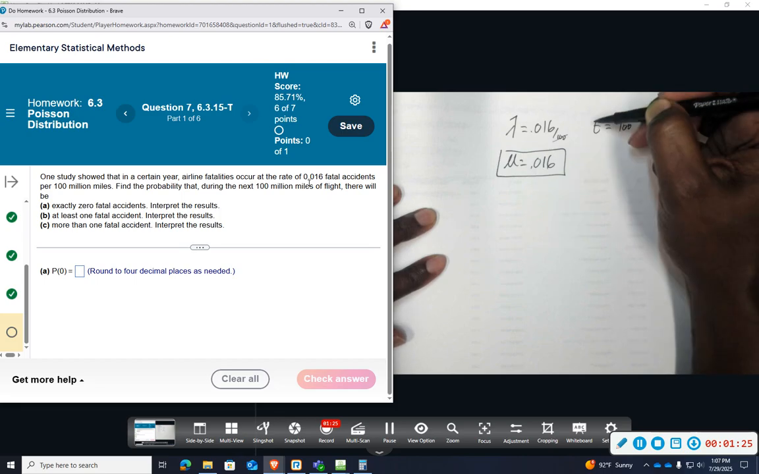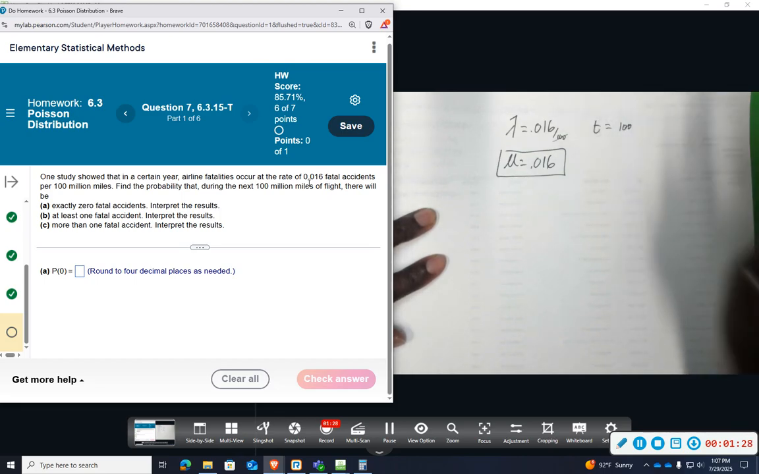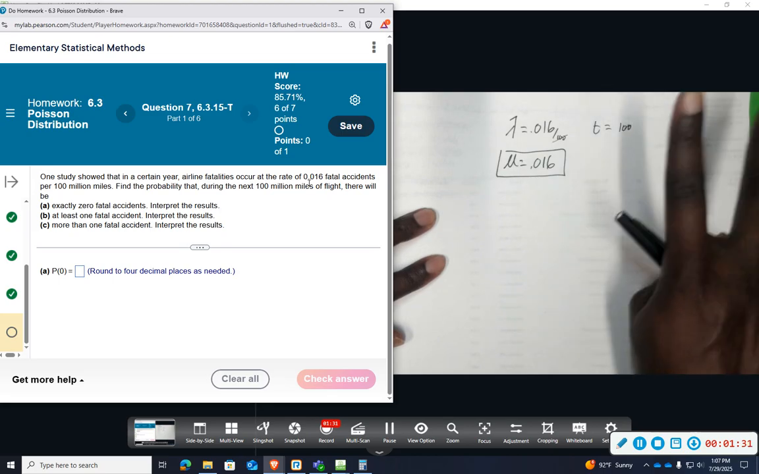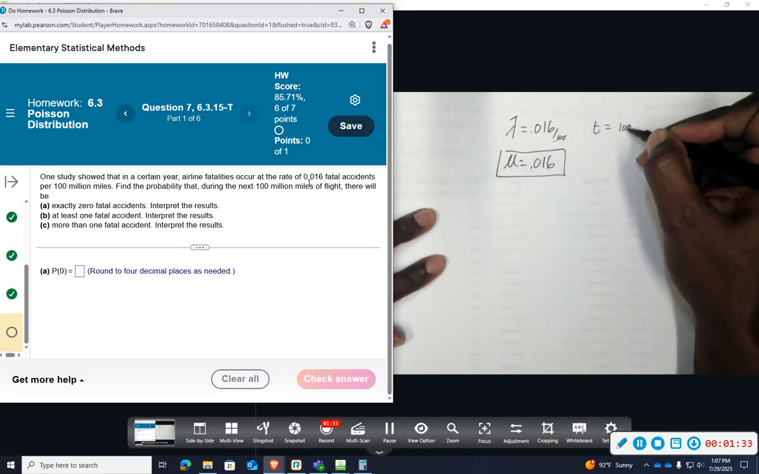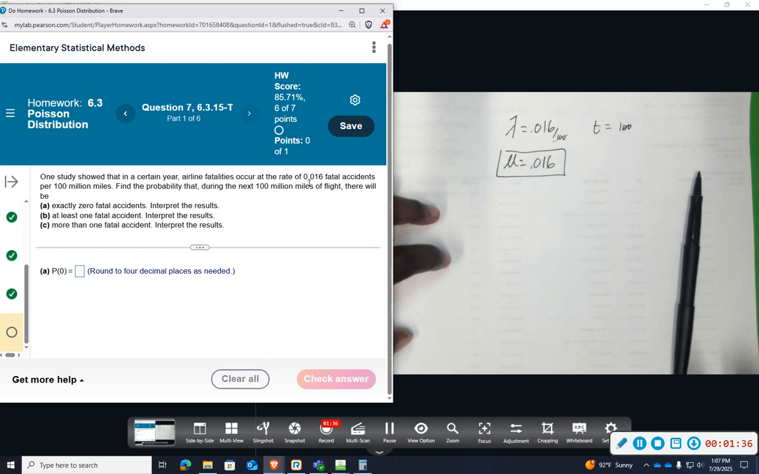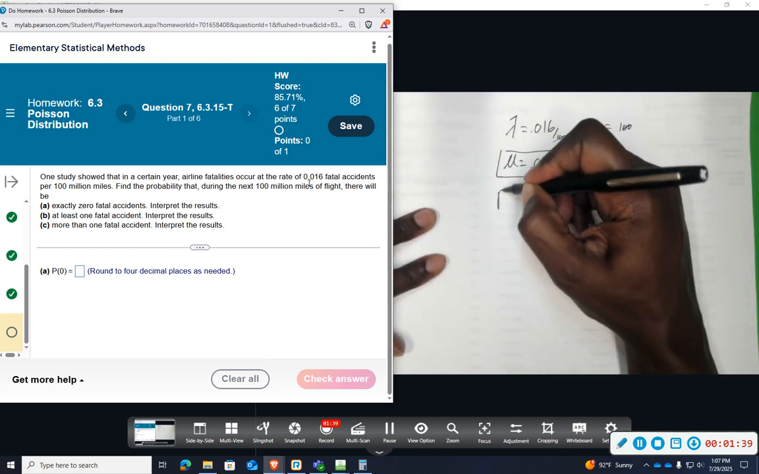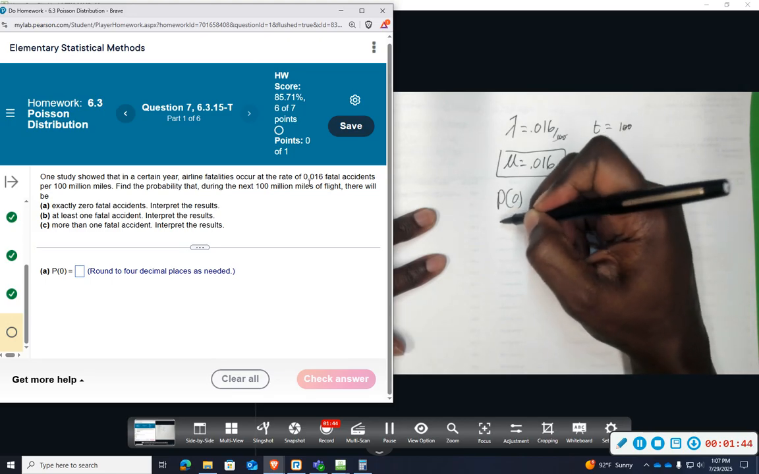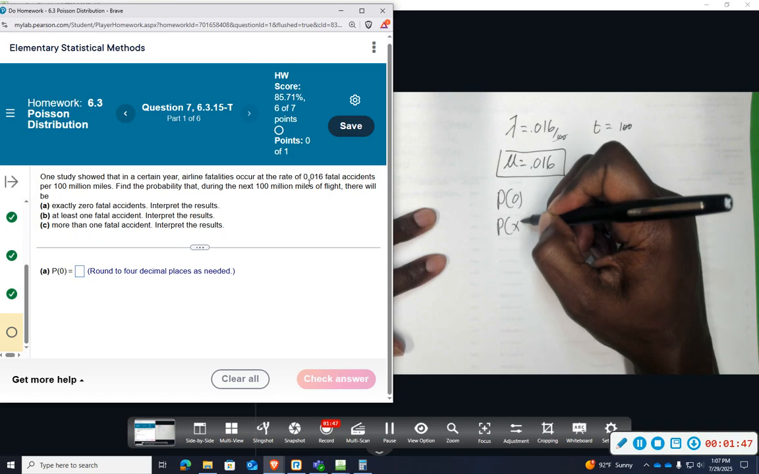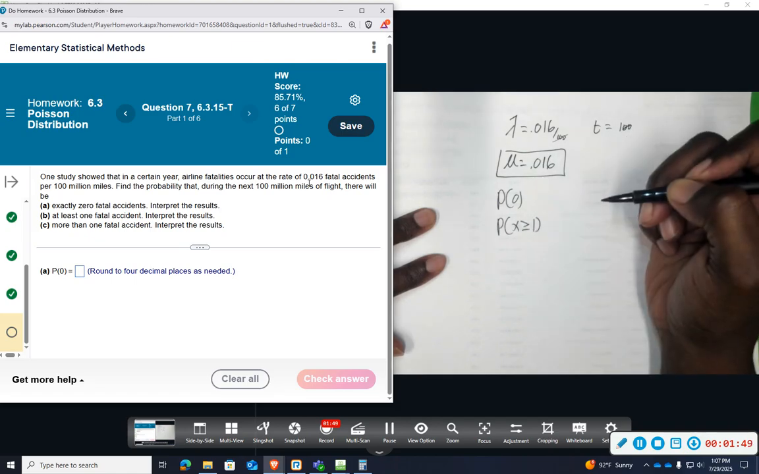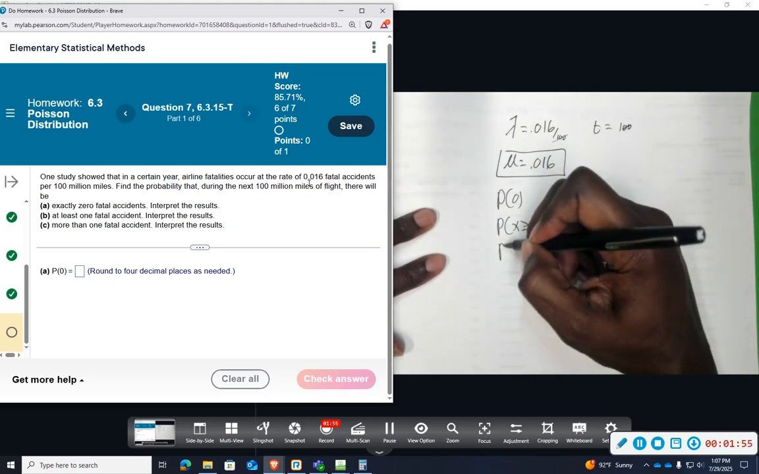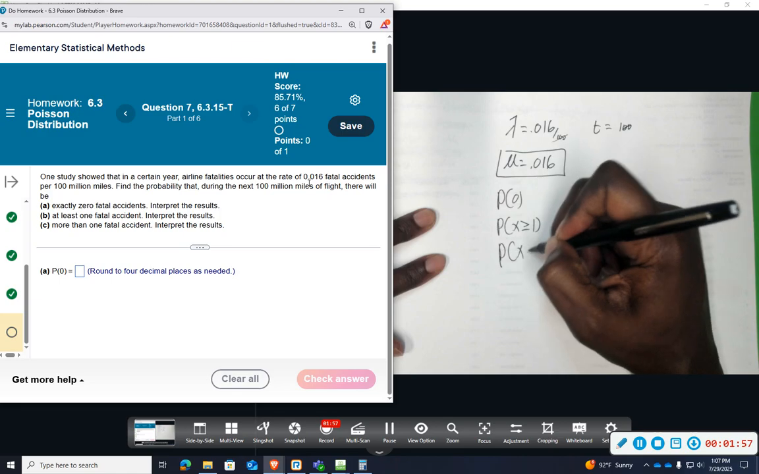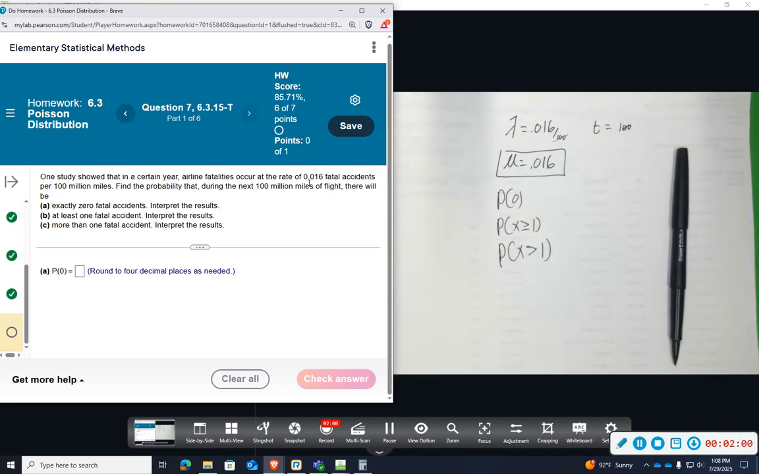They give you this. The time period is 100 million miles. You're only looking at 1. And if I was looking at 200 million miles, I would have 2 time periods. So my time period would be 2. So basically my t is 1 here. So we're going to find the probability that we get 0, the probability of at least 1, greater than or equal to 1, and the probability that we get more than 1, greater than 1. Okay, so we're going to find all those and interpret them just like we did previously.